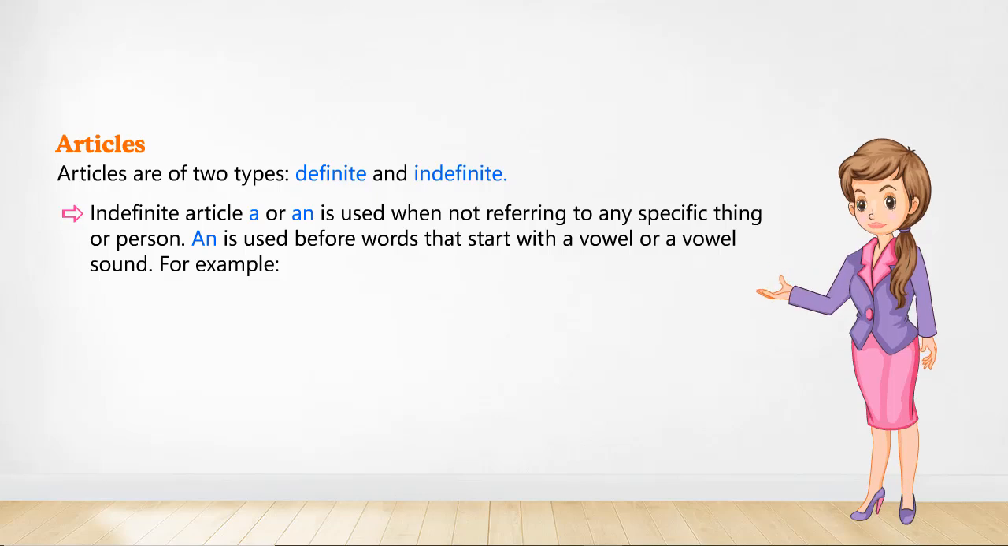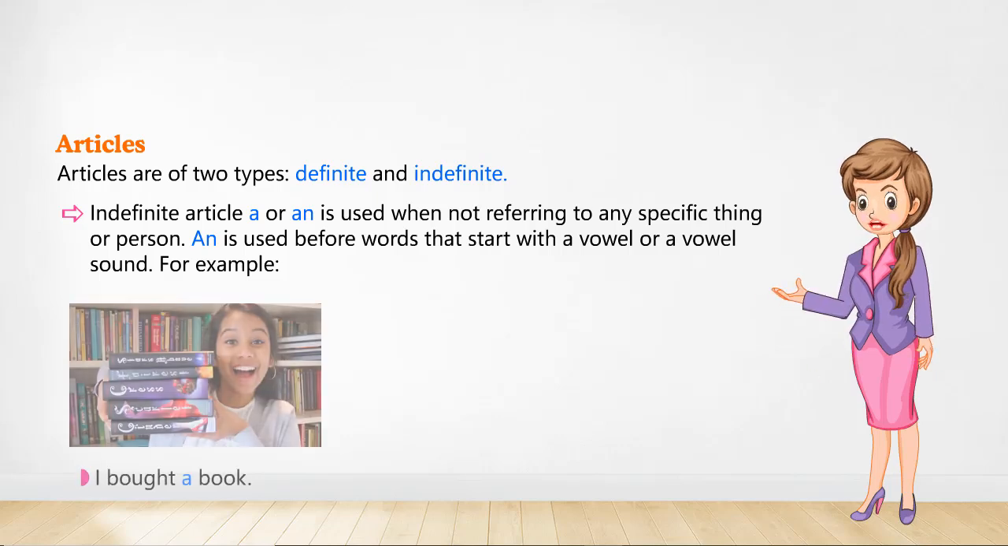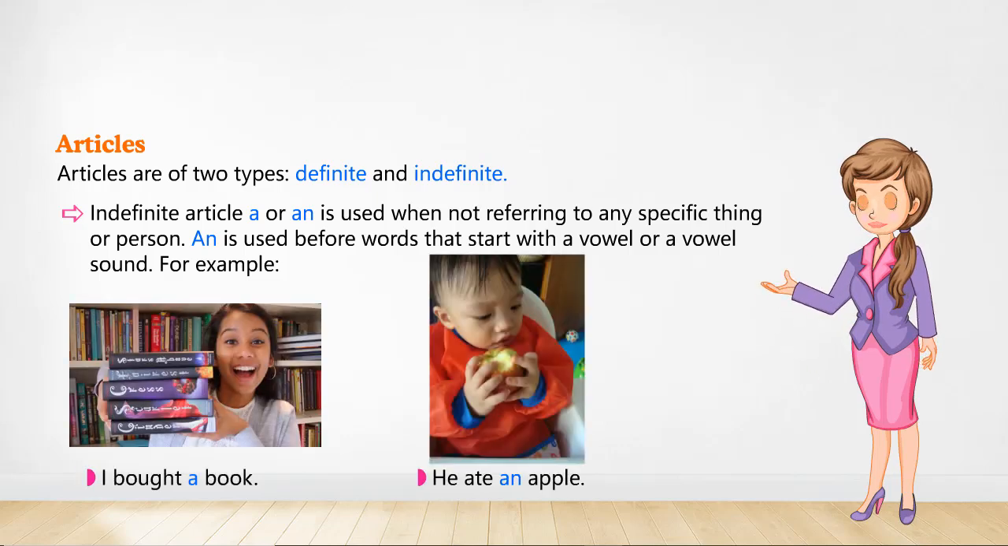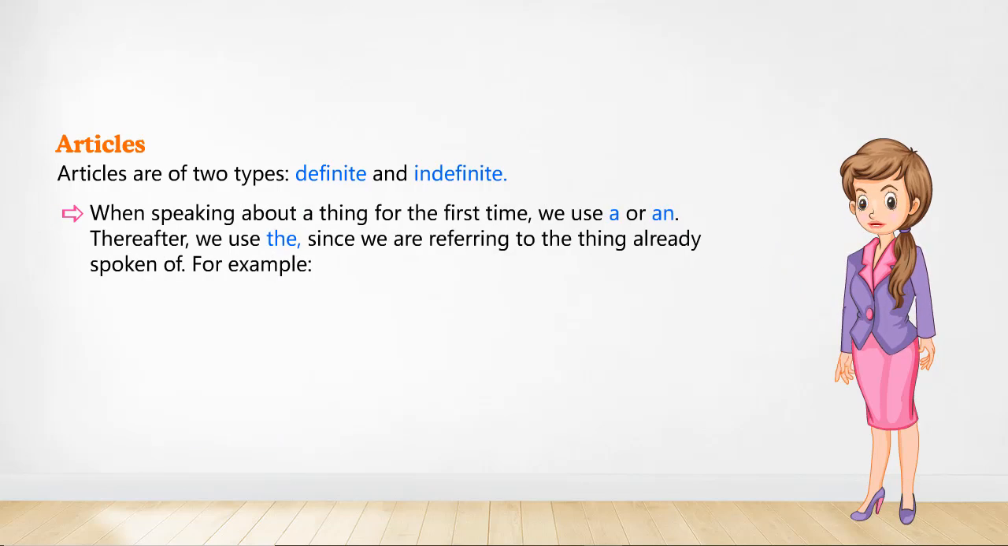Indefinite article a or an is used when not referring to any specific thing or person. An is used before words that start with a vowel or a vowel sound. For example, I bought a book. He ate an apple. When speaking about a thing for the first time, we use a or an.